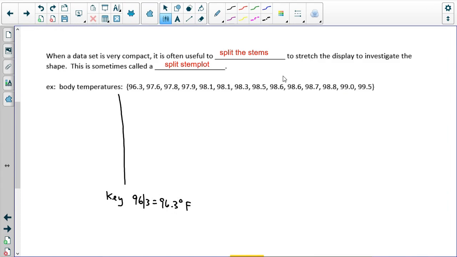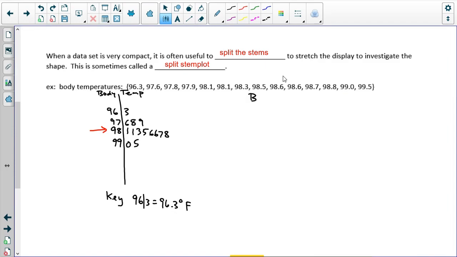I have body temperatures. So if I look at this, pretty straightforward. There are lots in the 98s, pretty grouped around that, and we should be pretty good to go. But I think we're missing something if that's how we draw this stem plot.